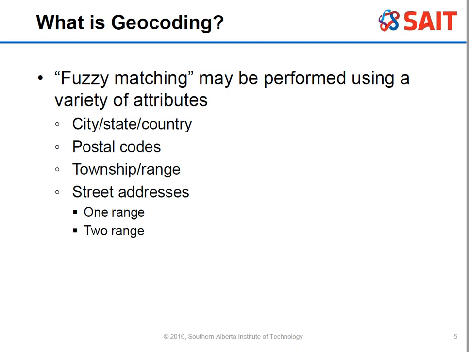There is a term called fuzzy matching, which is where things don't have to be exactly the same. It can be performed using different attributes such as city, state, country, postal codes, township or range, street addresses, and those street addresses can be matched using one range or two range, and I'll get to that later. So we don't necessarily need to have just a street address. We can have other methods and other attributes that will allow us to geocode.